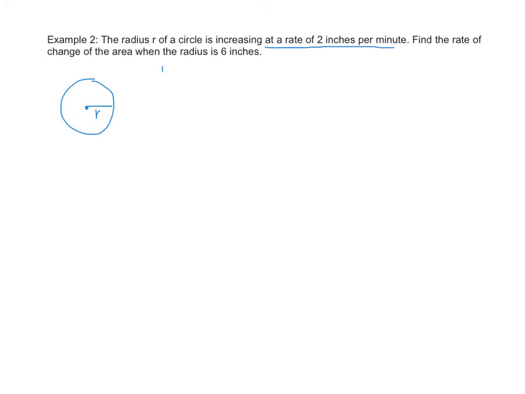So as soon as you read that, translate it, write it down on your paper. So dr dt, right? It's the rate. Circle that keyword. The rate at which it's increasing would be 2 inches per minute. Again, positive because of the word increasing.